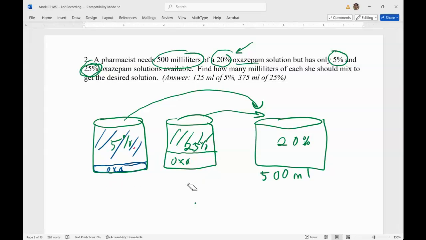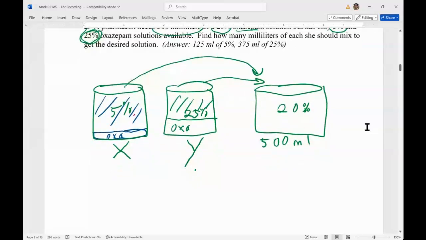Well, I'm going to call the amount that we're going to use of the 5% x. I'm going to call the amount that we're going to use of the 25% y. And that's what we're being asked for, actually. How much of this one and how much of that one would we mix together? And then I'm going to make a table similar to the table for the first problem.